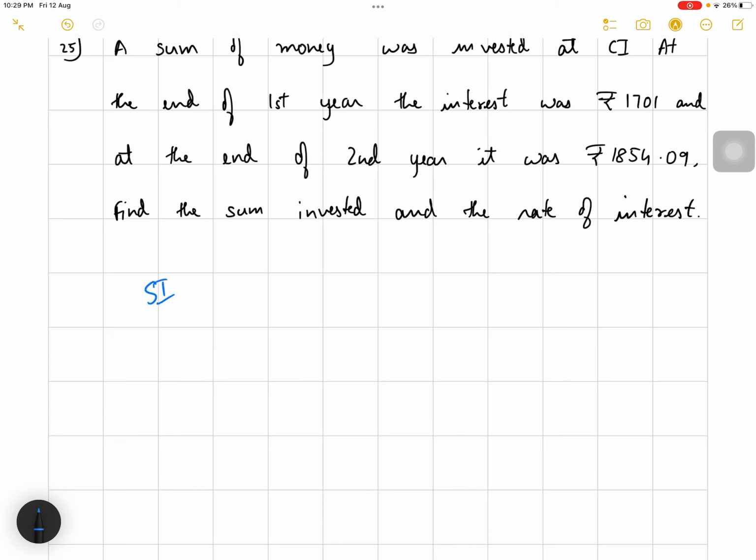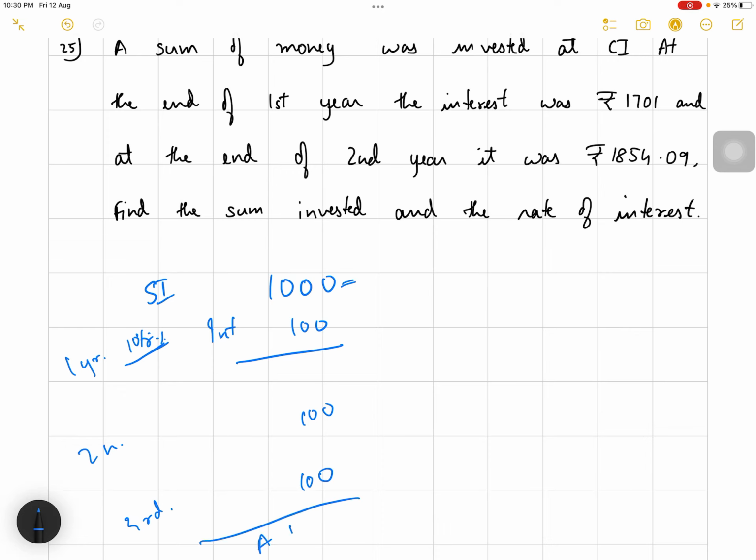Now in simple interest, suppose the principal amount is 1000 and the rate of interest is 10%. So the interest for the first year, 10%, is 100. The second year also the interest will be 100 only because it is on 1000, and the third year also the interest will be 100 only. So at the end of the third year the amount will be 1300.